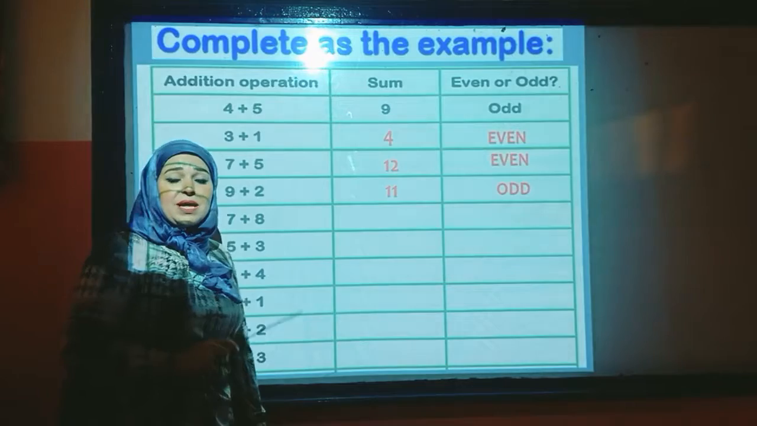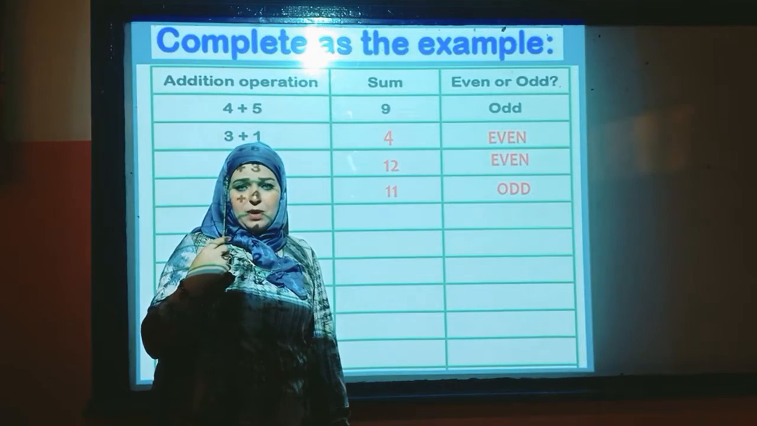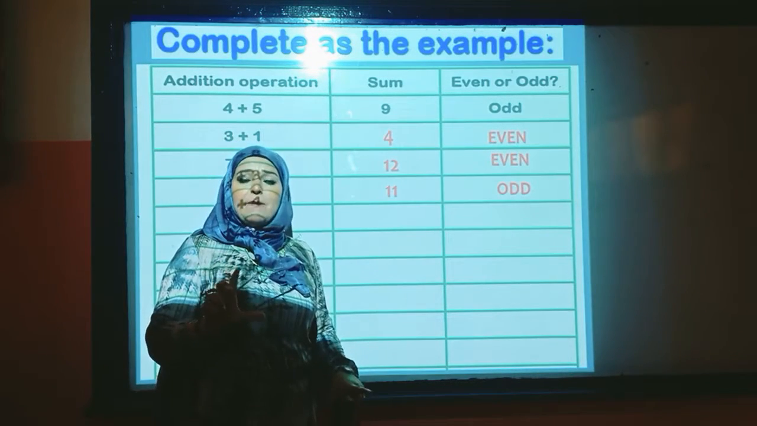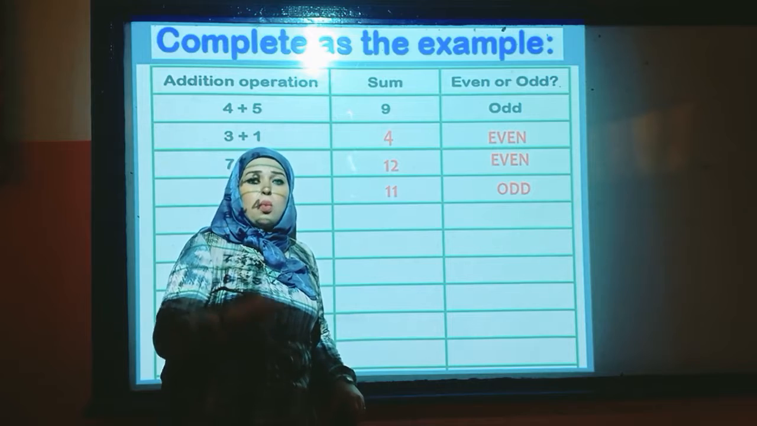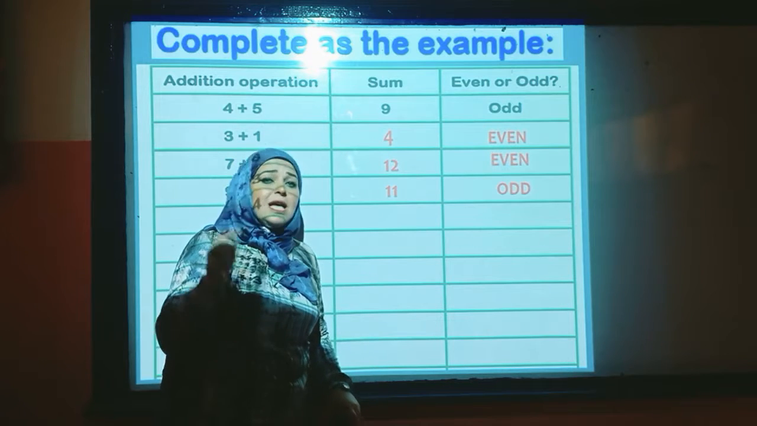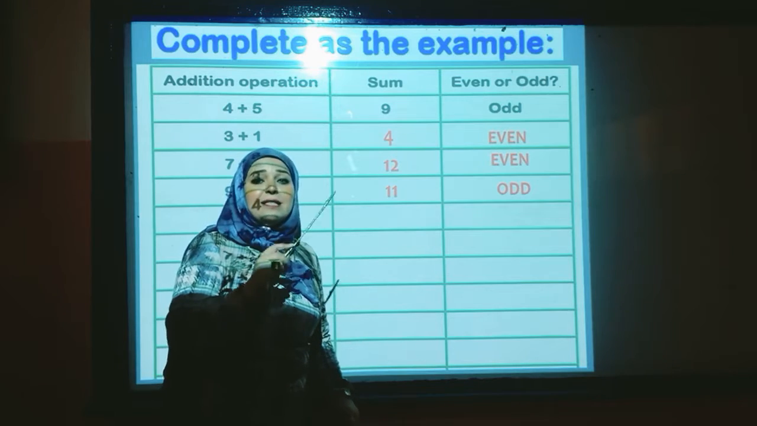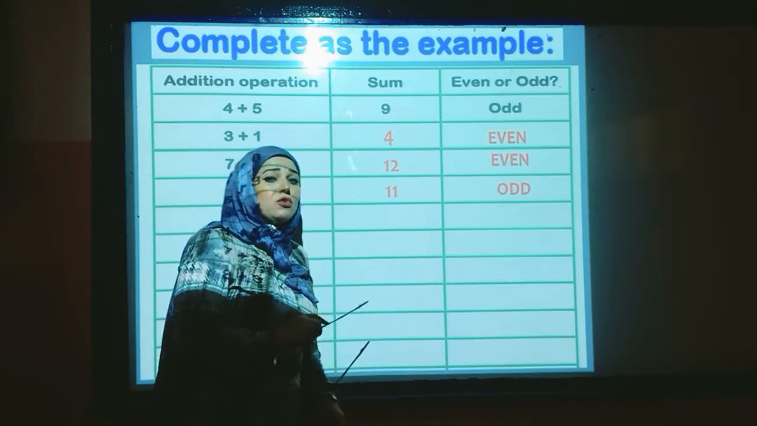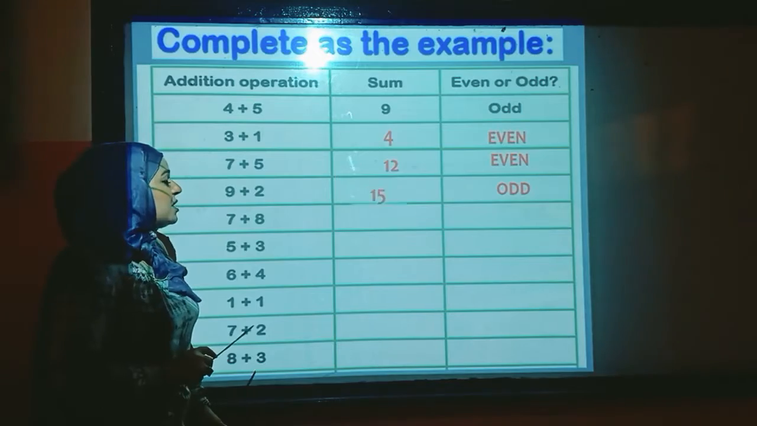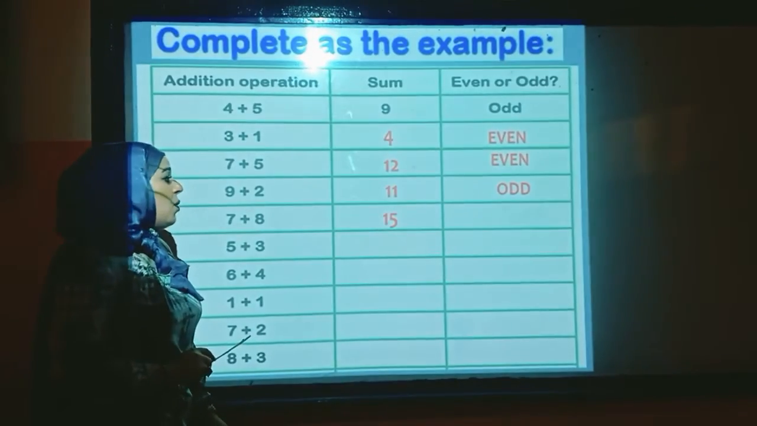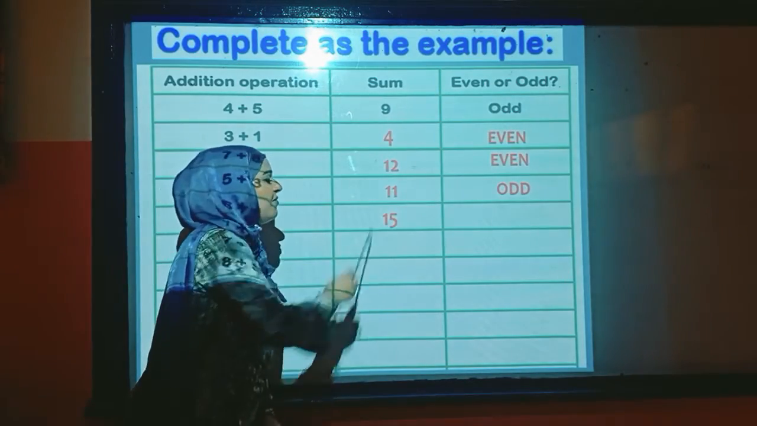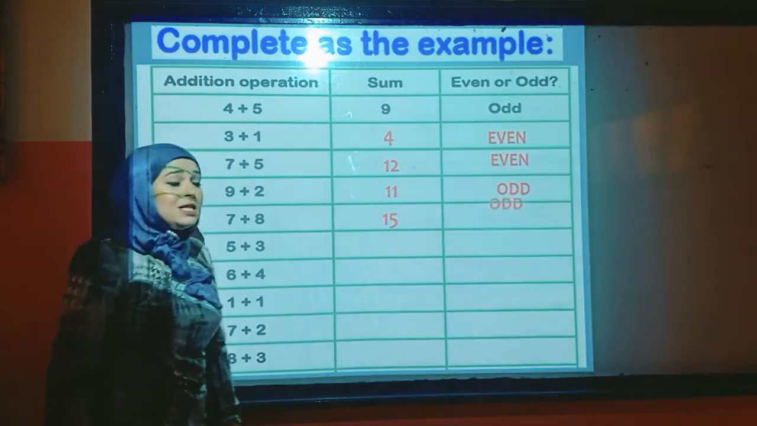7 plus number 8. I put the big number, number 8, on my mind and number 7 on my finger. What is after number 8? 9, 10, 11, 12, 13, 14, 15. So my number is number 15. What about number 5? Number 5 is an odd number.